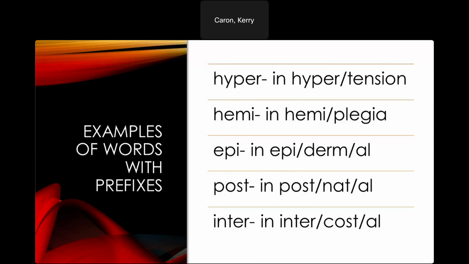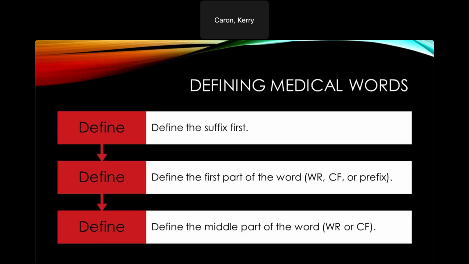And here are some examples. Again, this is chapter 3. We don't have to get into the meanings, but hyper, hemi, epi, post, and inter. Okay, so let's go back to my example of polysomnography and how to define medical words.